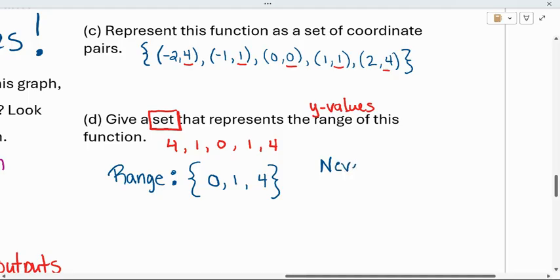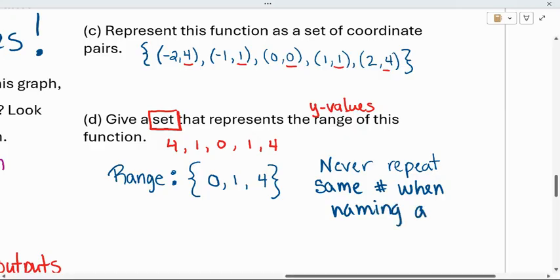You never repeat the same number when naming a set. Okay? The number 1 is the number 1. Even if it shows up in the set 4 times, you only need to name it once. The number 4 is the number 4. Even if it shows up in the set 6 times, you only need to name it once. Does that make sense? Yeah? Okay.